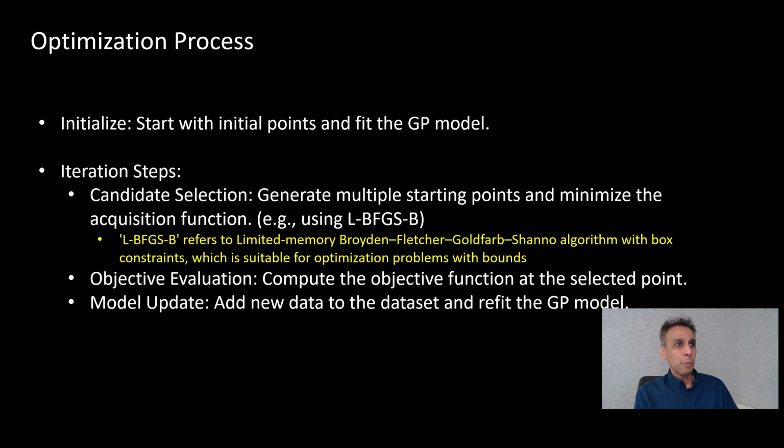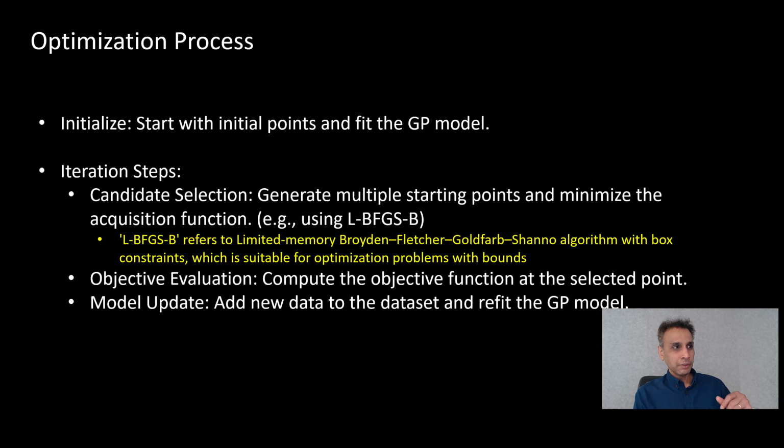You can read that: Broyden, Fletcher, Goldfarb, Shanno algorithm, apparently, which is suitable for optimization problems where you have specific bounds, where you know the answer lies between -10 and 10, for example. So in those cases, this algorithm can be very good to find the minimum.